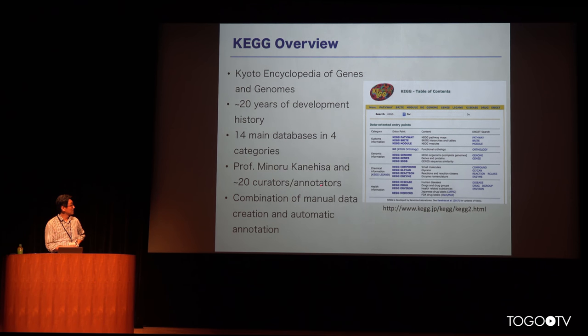Currently, I officially left the KEGG project recently. The main developer of the KEGG project is still Professor Kanehisa, and about 20 curators and annotators are working on developing KEGG. This database is developed by combining manual data creation and automatic annotation. I will talk about this a bit later.